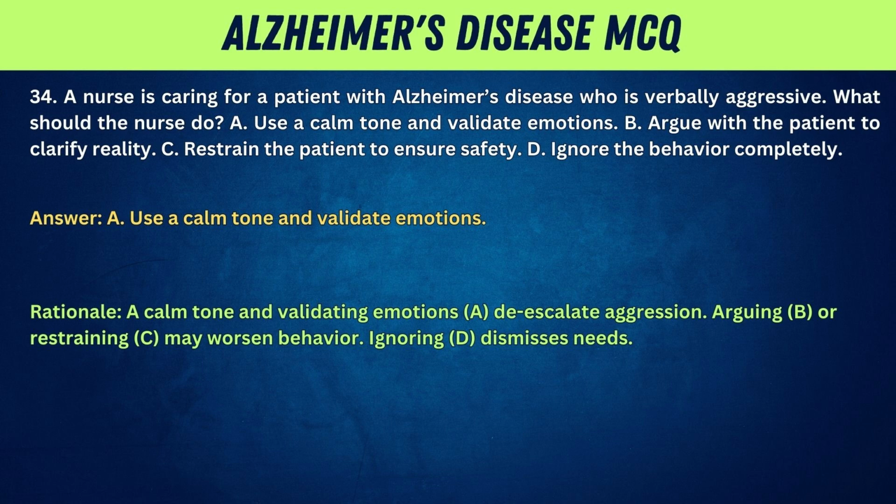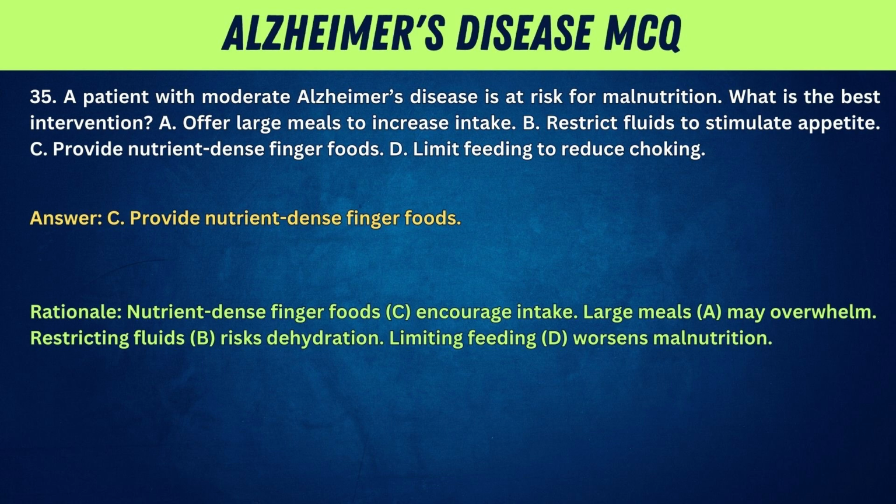Rationale: a calm tone and validating emotions, A, de-escalate aggression. Arguing, B, or restraining, C, may worsen behavior. Ignoring, D, dismisses needs. 35. A patient with moderate Alzheimer's disease is at risk for malnutrition. What is the best intervention?